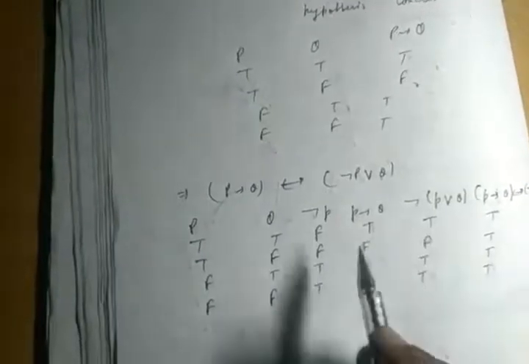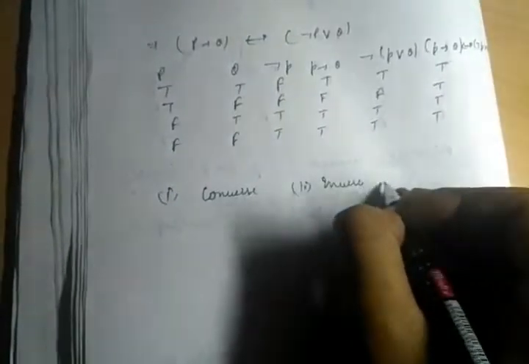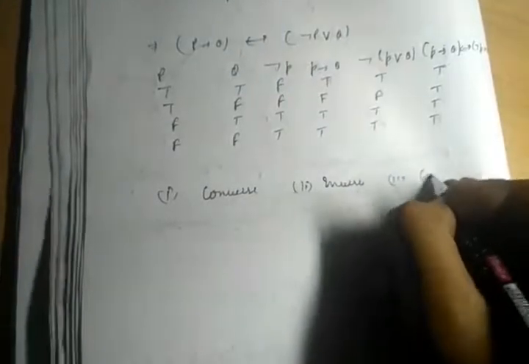Further, we will elaborate more on the conditional statement. There are three types of related conditional statements. The first one is converse, the second is inverse, and the third one is contrapositive.